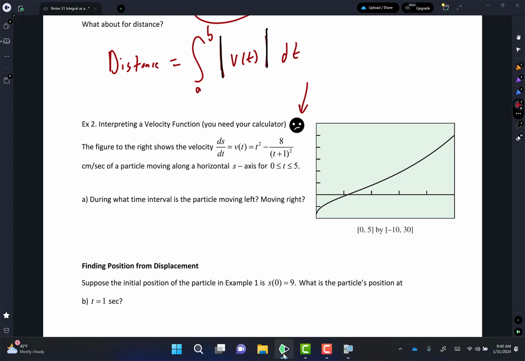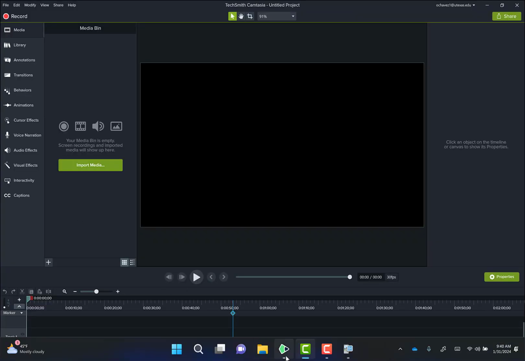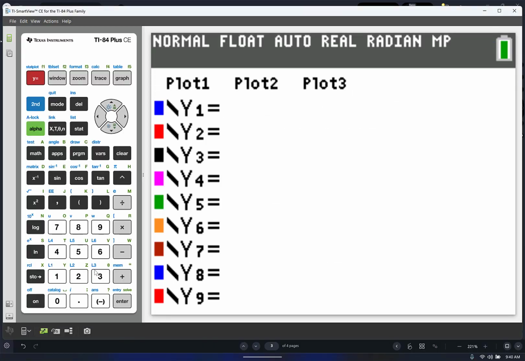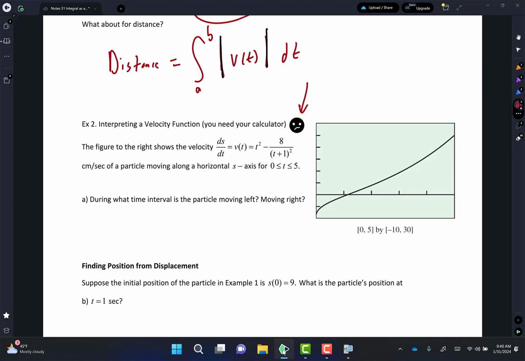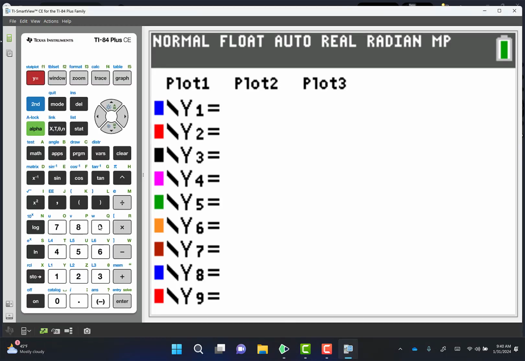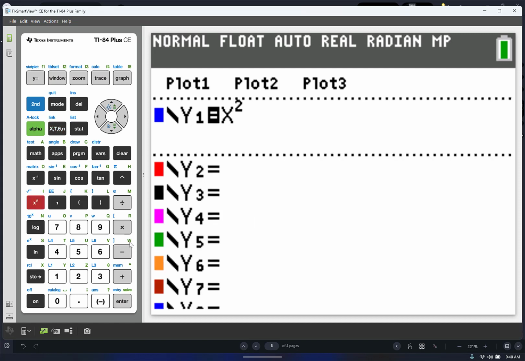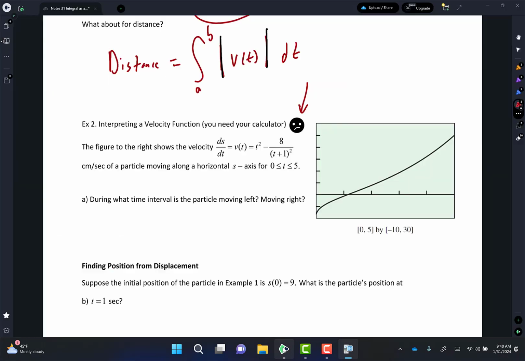I'm going to type this into my Y1. Oh, that's my recording software. Y1, Y equals, and I'm going to type x squared. So I go x squared. The x is right next to the alpha. There's no reason for you to push alpha x. So just x and then squared. And then I'm going to go minus, because I think it said minus.